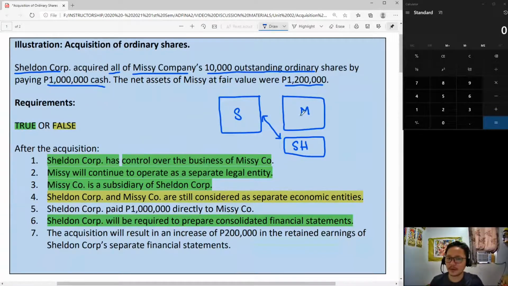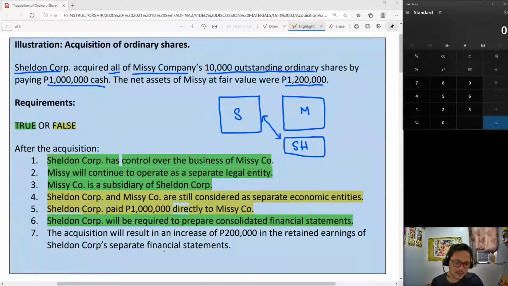Okay? So, ang payment po hindi natanggap ni Missy. Missy will not be debiting 1 million in this transaction. Rather, the 1 million is actually received by the shareholders. That makes number 5 false. Okay? Let's go to our last requirement. The acquisition will result in an increase of 200,000 in the retained earnings of Sheldon Corporation's separate financial statements.